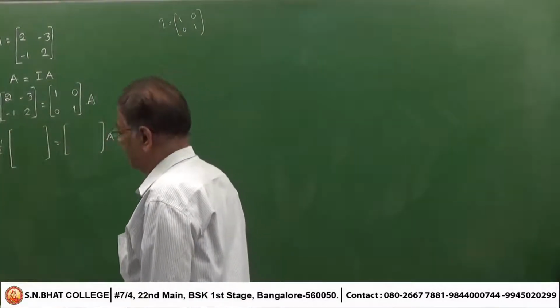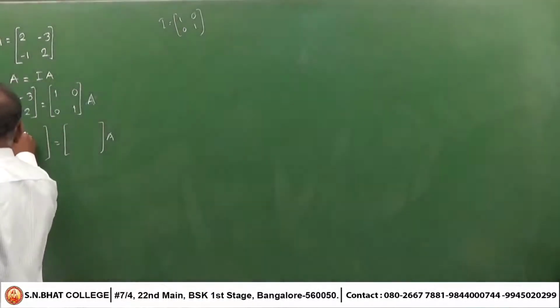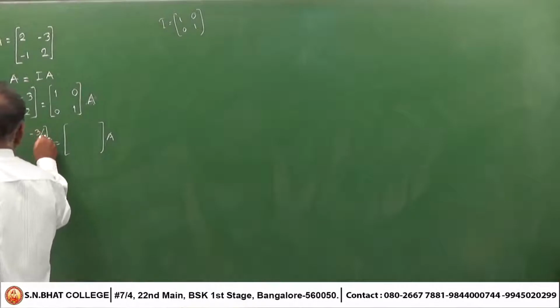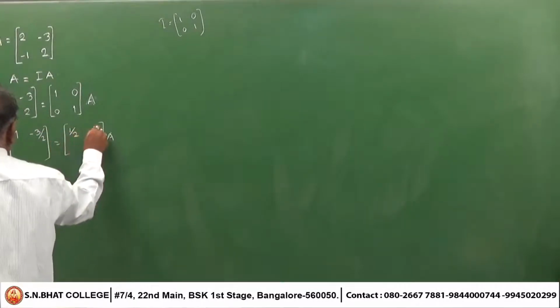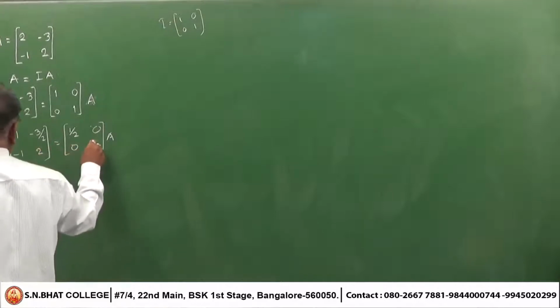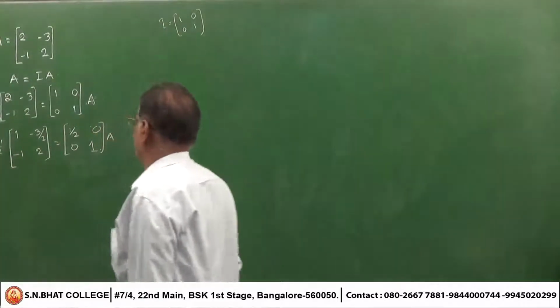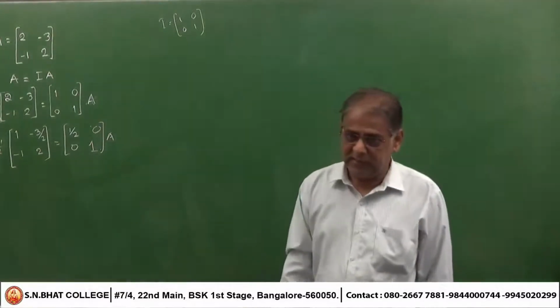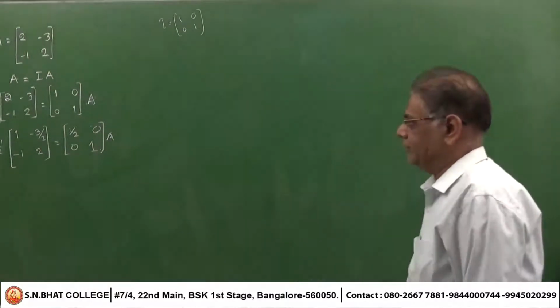R1 dash is R1 by 2. 2 by 2 is 1. Minus 3 by 2. 1 by 2. 0. Write second row as it is. We have not touched R2 here.